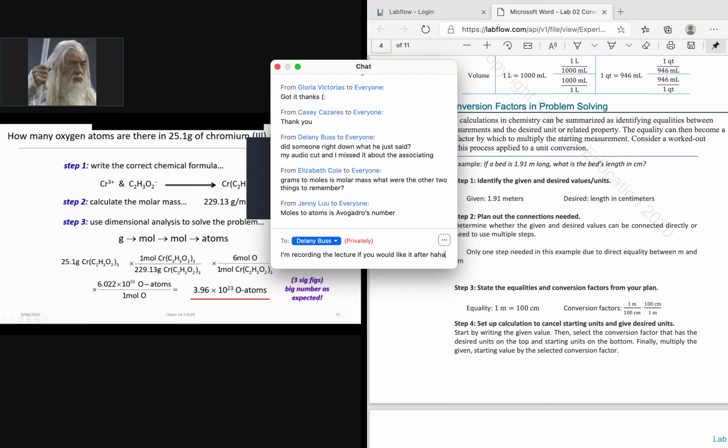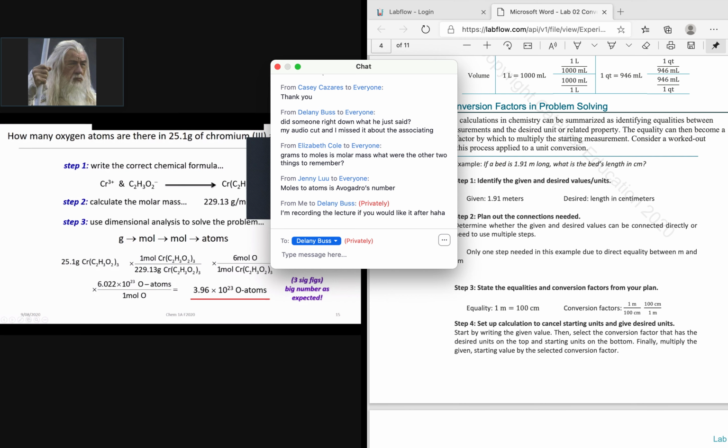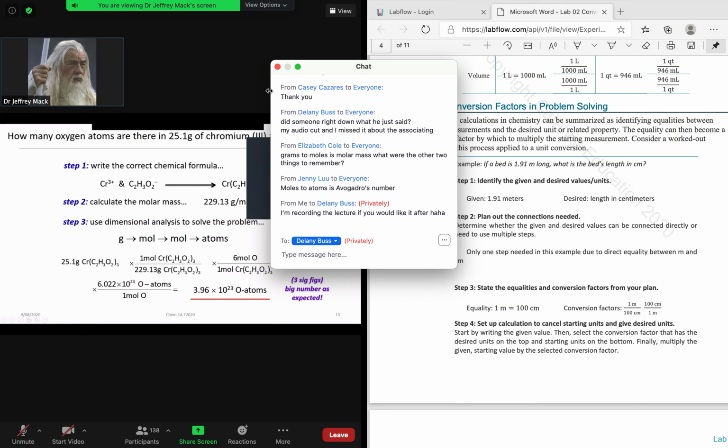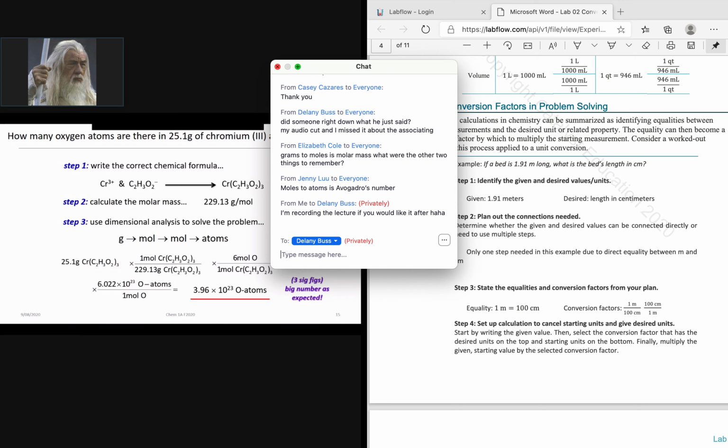Grams to moles is molar mass. What are the other 2 things I remember? Mole ratios, Avogadro's number. Okay, that's for Elizabeth there. Moles to atoms are done through Avogadro's number, right? Remember, it's all about the conversion factors. That's all we do here right now. All our calculations are based on doing conversion factors and using dimensional analysis, okay?